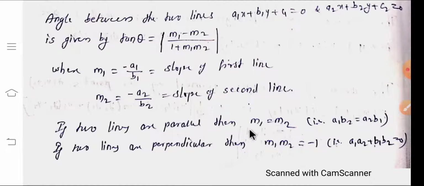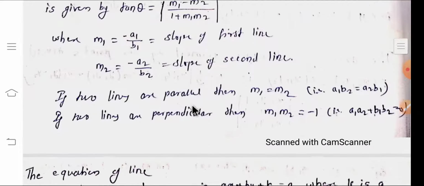If two lines are parallel, then m1 equal to m2, that is a1 b2 equal to a2 b1, because m1 is minus a1 by b1 and m2 is minus a2 by b2, and by cross multiplication we get this. Similarly, if two lines are perpendicular to each other, then m1 into m2 equal to minus 1. From m1 and m2 we get a1 a2 plus b1 b2 equal to 0. This is the condition for perpendicularity of the two lines.